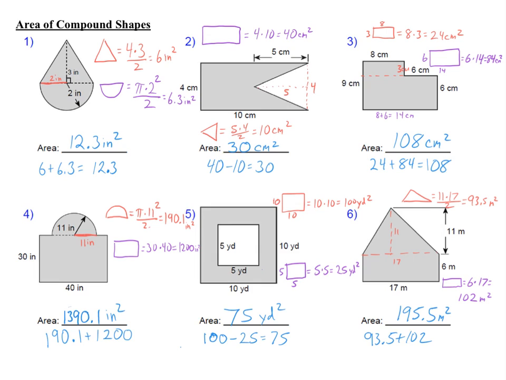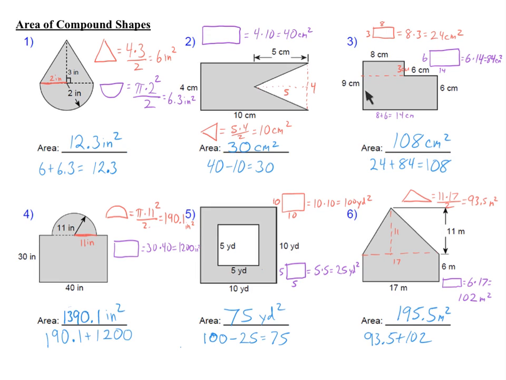So this one right here, hopefully you see a rectangle, but you're cutting out a triangle. So the rectangle right here is just 4 and 10, 40. The triangle here, well, you have to know if that's 4, so is this. And if that's 5, that's 5. So for this triangle, it's just base times height divided by 2. And then you subtract the 2. 40 minus 10, 30.